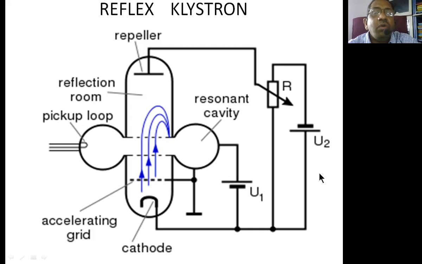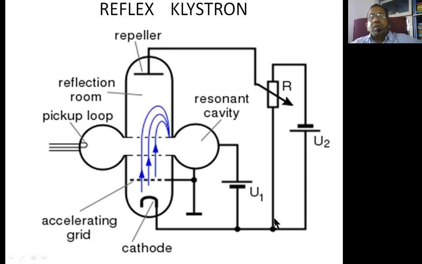So this is how the RF signal is generated from the reflex klystron oscillator circuit. The operation is very simple, the same as the CRO. There should be something to generate the electron beam, and this electron beam has to be converted into an AC signal. The electron beam is purely DC, and this DC signal is converted into an AC signal in this process. So I can say that it is working like an oscillator.